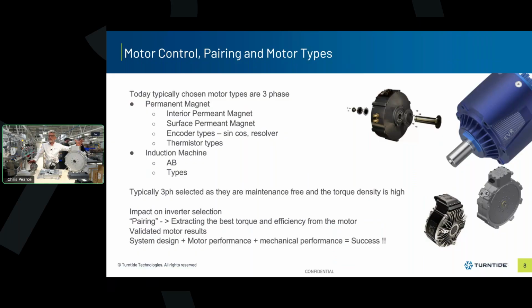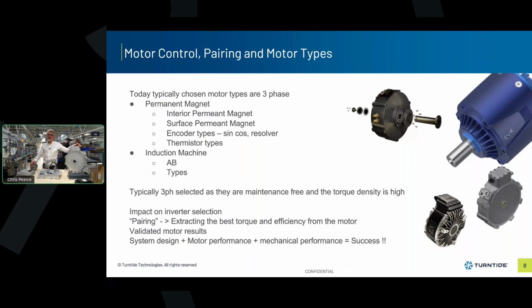Each permanent magnet machine comes with its own encoder type. There's a number of common ones on the market: sine, cos, resolver, UVW, ABZ are typical in the permanent magnet space. And then there's thermistor types.